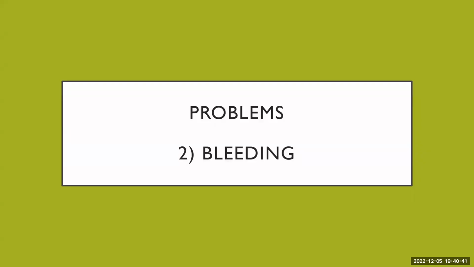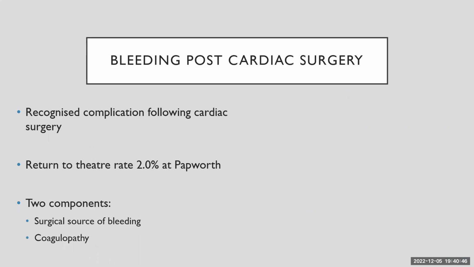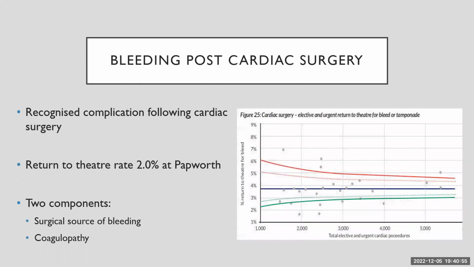So moving forward to another problem following cardiac surgery, which is bleeding. It is a recognized complication following cardiac surgery. This graph shows you the percentage of re-exploration for bleeding in each of the different centres in the UK over that particular period. And you can see that the incidence of return to theatre varies from 6-7% down to somewhere between 1 to 2%. So it's a common problem.